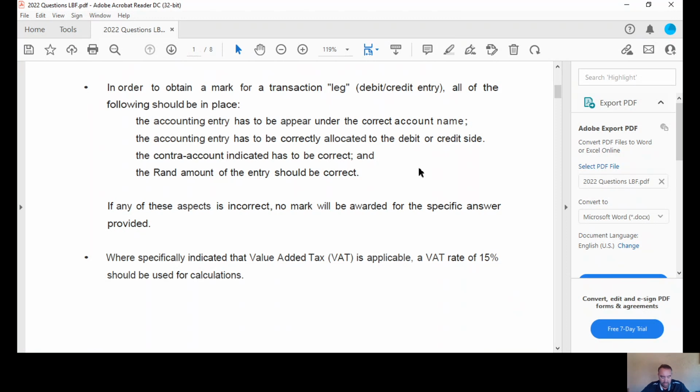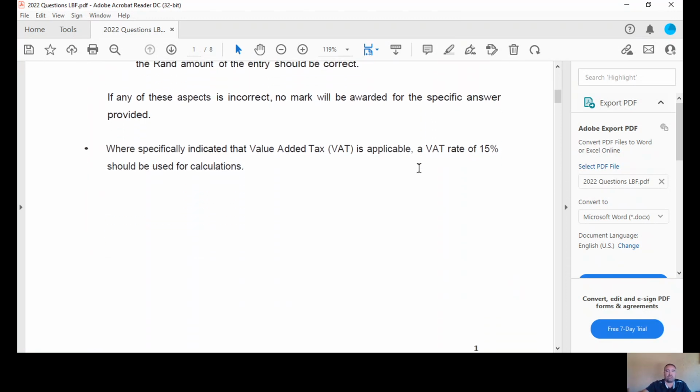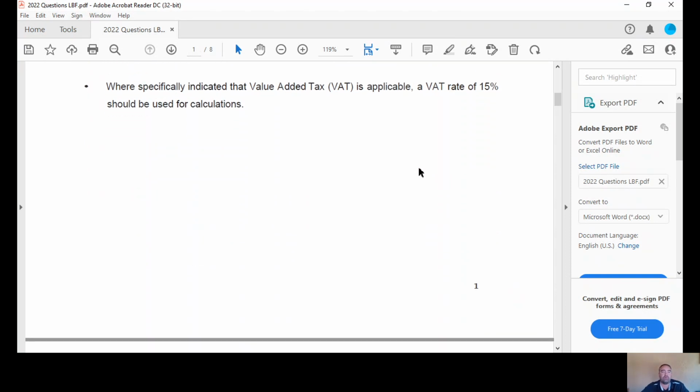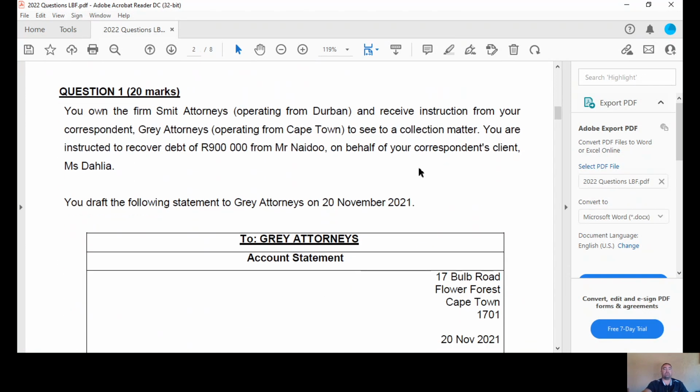Okay. And then lastly, where specifically indicated that value added tax is applicable, a VAT rate of 15% should be used for calculations. Now let me spell this out. Question 1, VAT is applicable. Question 2, VAT is not applicable. Question 3, VAT is not applicable. Question 4, VAT is not applicable. So VAT is only applicable to question 1. Okay, let's move on to the first question.